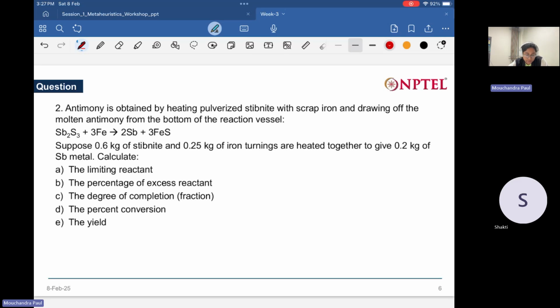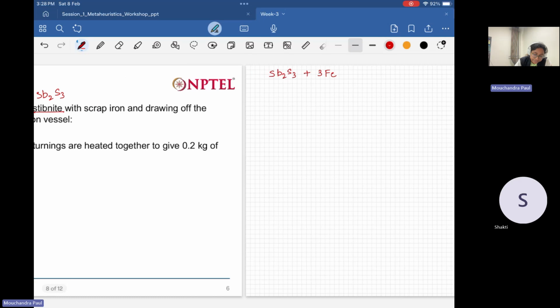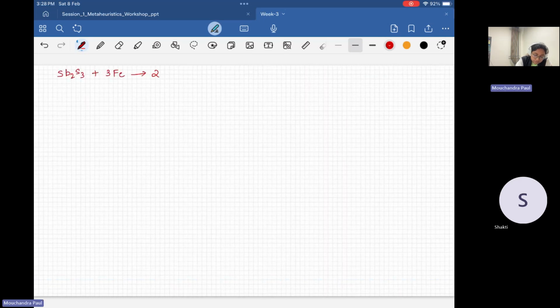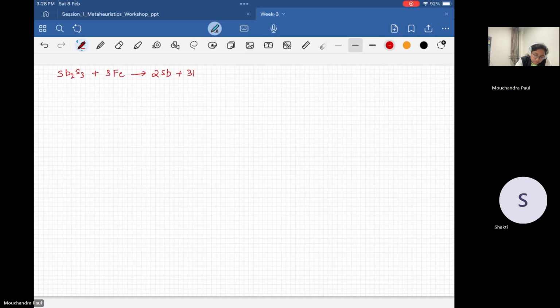So the question states that antimony is obtained by heating pulverized stibnite, which is actually Sb2S3, with scrap iron and drawing off the molten antimony from the bottom of the reaction vessel. So this is the chemical reaction. Let me write it down. Sb2S3 plus 3Fe gives 2Sb. Sb is antimony, a metal called antimony. 2Sb plus 3FeS. This is the reaction.